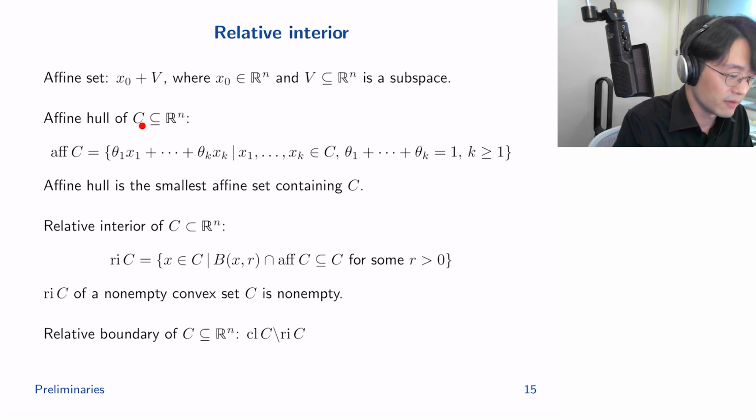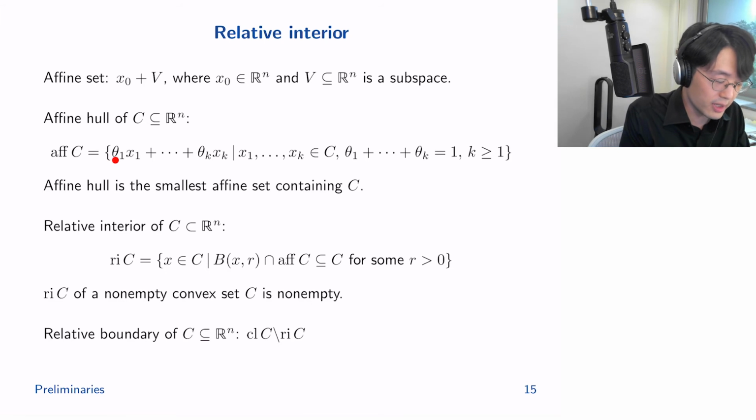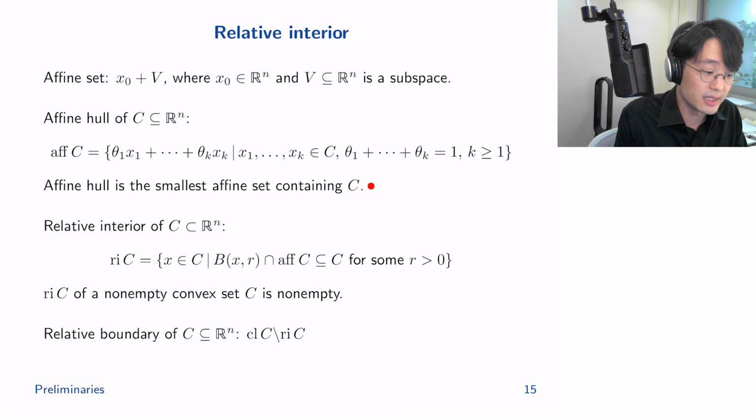Given a subset C of R^n, we define the affine hull as follows. We write it as aff C, and it is the set of vectors theta 1 x1 plus dot dot dot plus theta k xk, where k is greater than or equal to 1 and finite, the x's belong to the set C, and the thetas add up to 1. It's not necessarily a convex combination: the thetas need not be non-negative, but they must add up to 1. This is one way to define the affine hull, but another characterization is that it is the smallest affine set containing C. So this is one definition of the affine hull, and this is another definition of the affine hull.